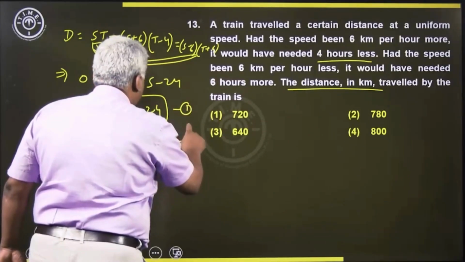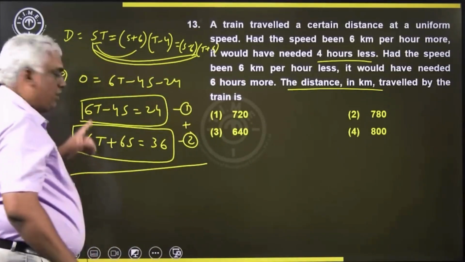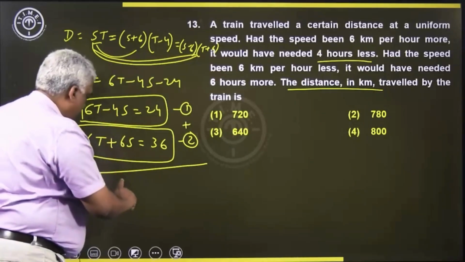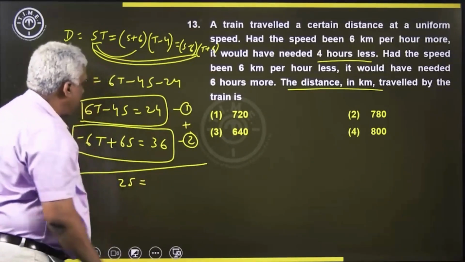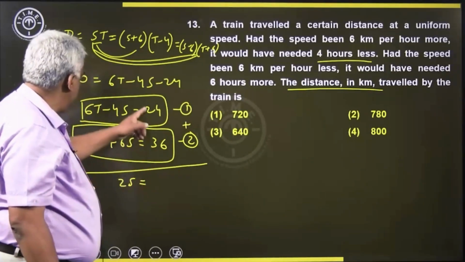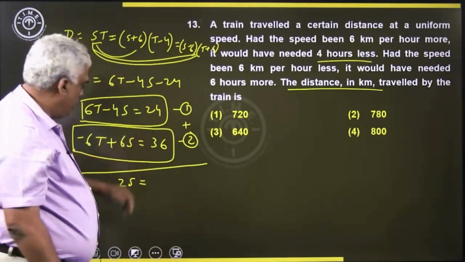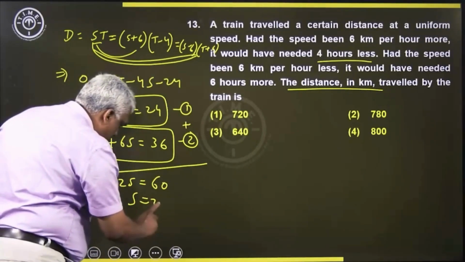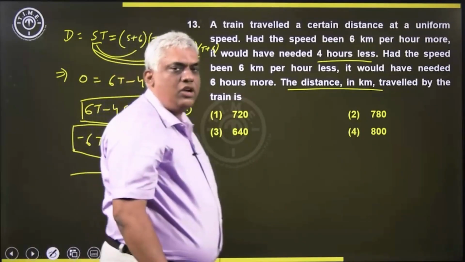Now, let's add them. If you add them, 60 got cancelled. 6s minus 4s will be 2s. 2s is equal to 36 plus 24, that is 60. So we get s equals 30. So the speed we got is 30 km per hour.